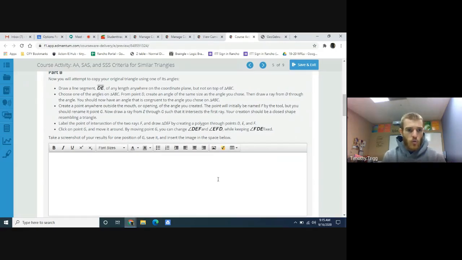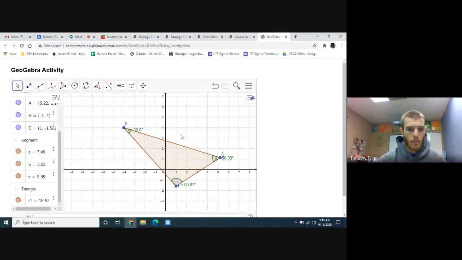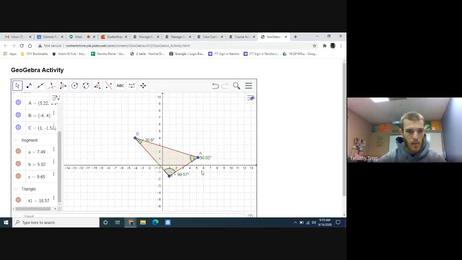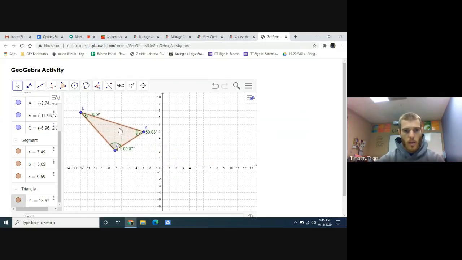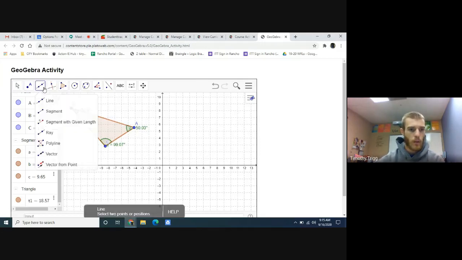So now we want to draw a line segment DE of any length anywhere on the coordinate plane, but not on top of the triangle. Okay, so I need a line segment DE. Okay, I might zoom out a little bit here. I want to move my triangle kind of out of the way. And I'm going to make my segment DE. I'm going to go ahead and make it in this quadrant here. Okay, and it could be of any length, it says.